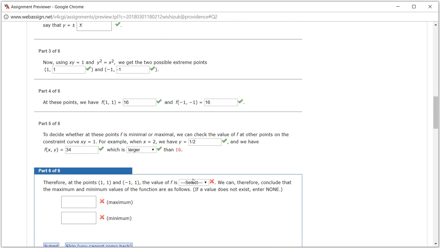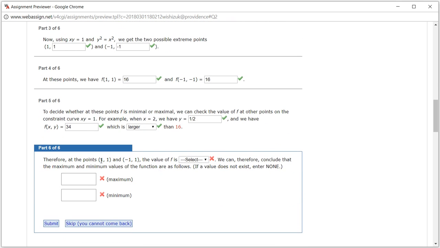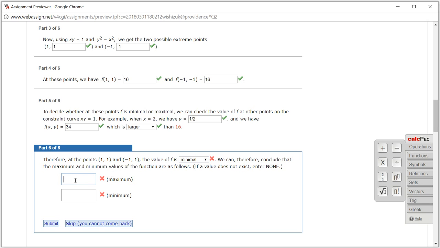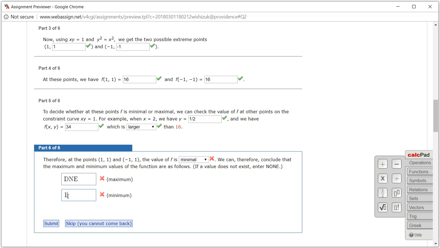All right, the last part. Therefore, at the points 1, 1 and negative 1, negative 1, we're going to have a minimal value. And therefore we conclude that there is no maximum value. So I guess I have to say does not exist. And the minimum value is 16.